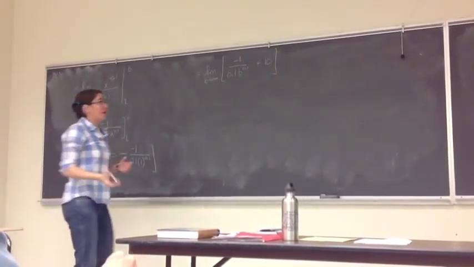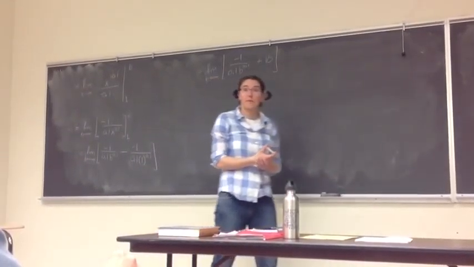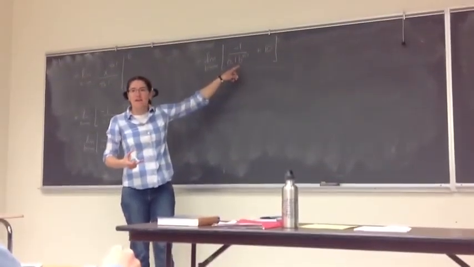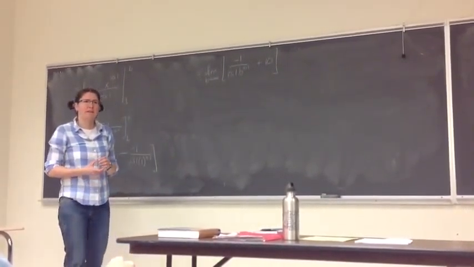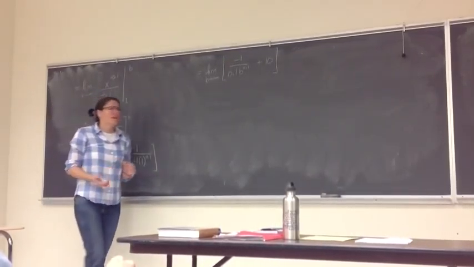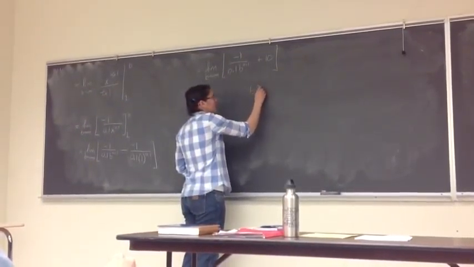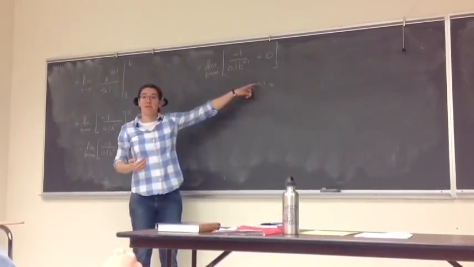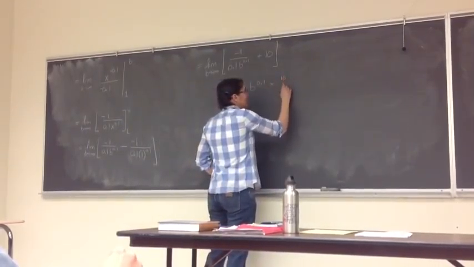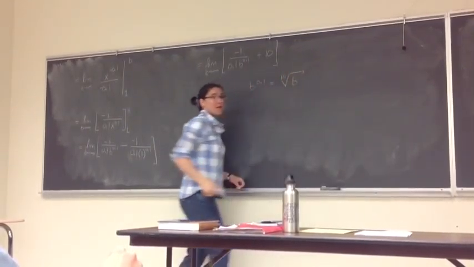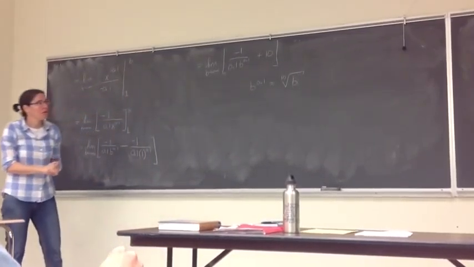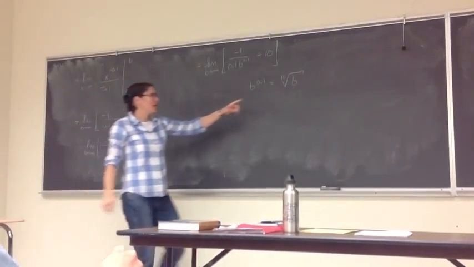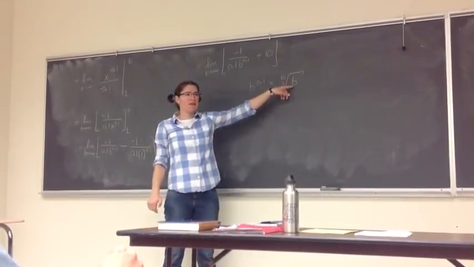Okay, so now here's our question. As we look at b raised to the 0.1, what the heck does that mean? Well, b to the 0.1, if we write that as a root, is b to the 1/10, and so that's the same thing as the 10th root of b. So as b gets really, really big, what happens to the 10th root of b?